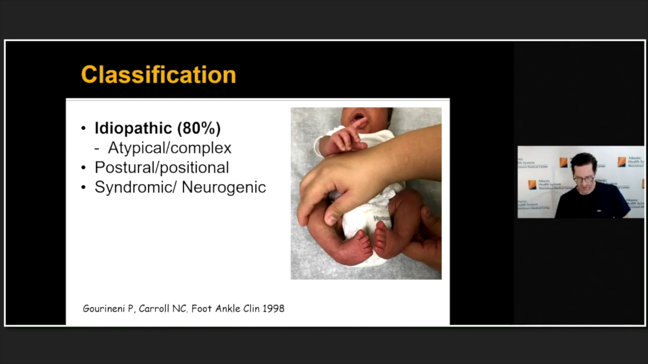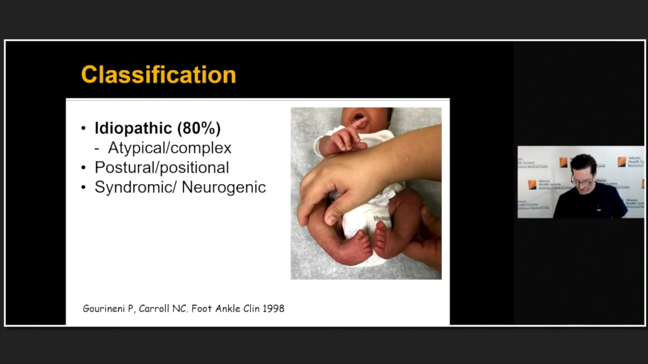There is a subcategory of atypical or complex idiopathic club feet. There is also such a thing as a postural or positional clubfoot, which is a foot that looks like a clubfoot, but what separates it from a true clubfoot is its flexibility. And then there is a small percentage of club feet that are found in syndromic and neurogenic conditions.